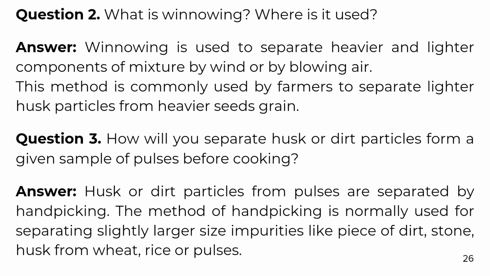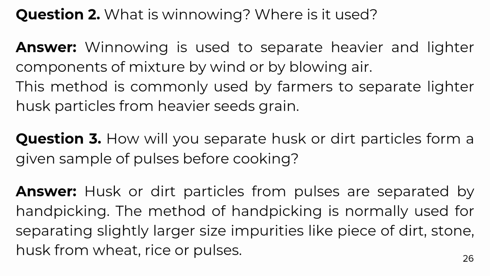Question 2. What is winnowing? Where is it used? Answer. Winnowing is used to separate heavier and lighter components of a mixture by wind or by blowing air. This method is commonly used by farmers to separate lighter husk particles from heavier seeds or grain.